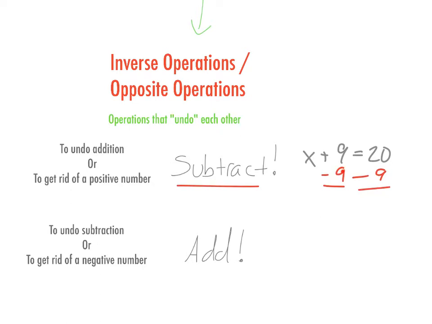But whatever we do to one side, we have to do to the other side of the equation. Why? Because it's all about balance, right? Whatever you do to one side, got to do to the other. So we end up with x equaling, whatever 20 minus 9 is, 11.